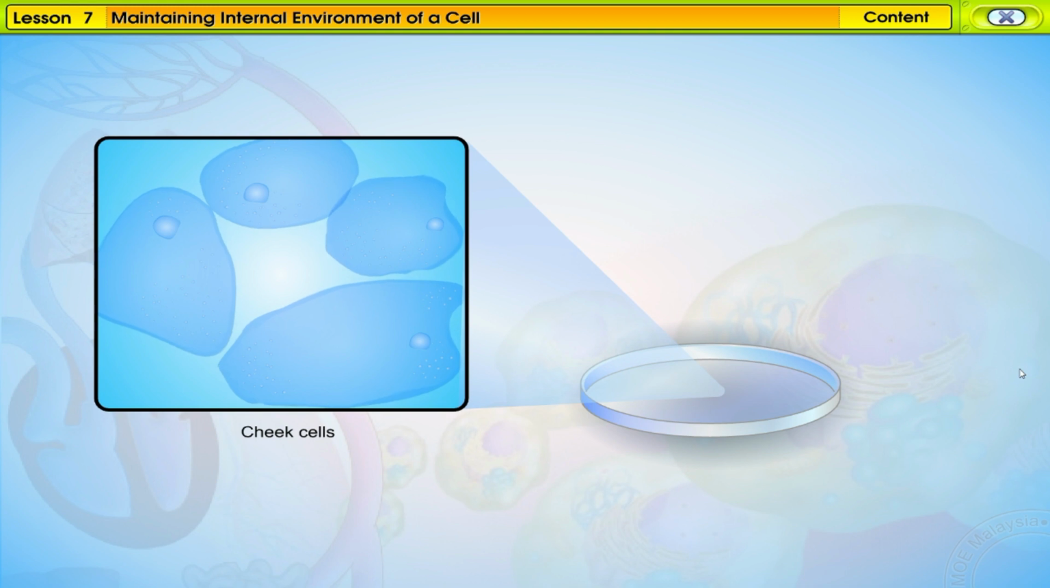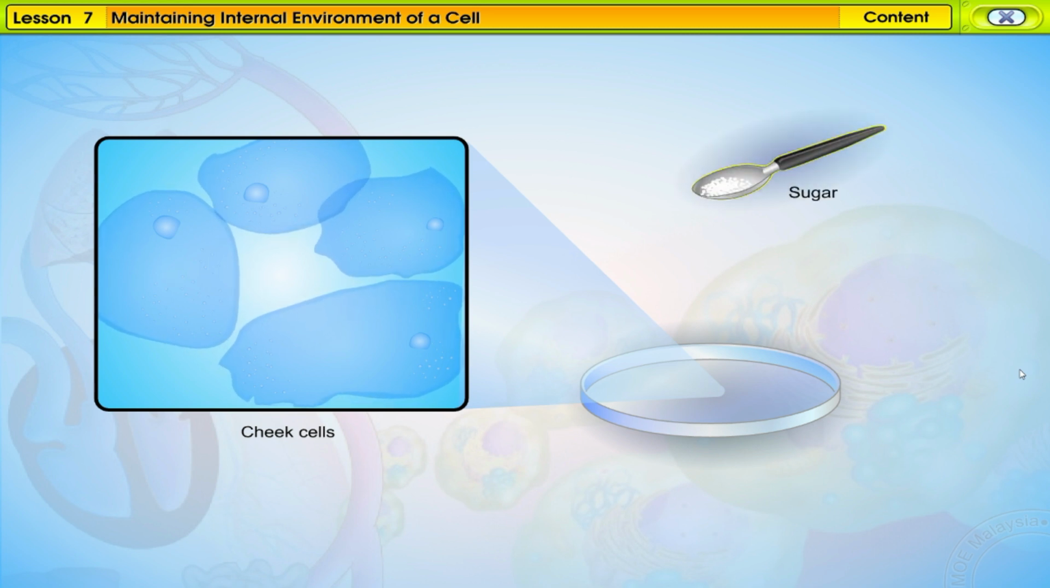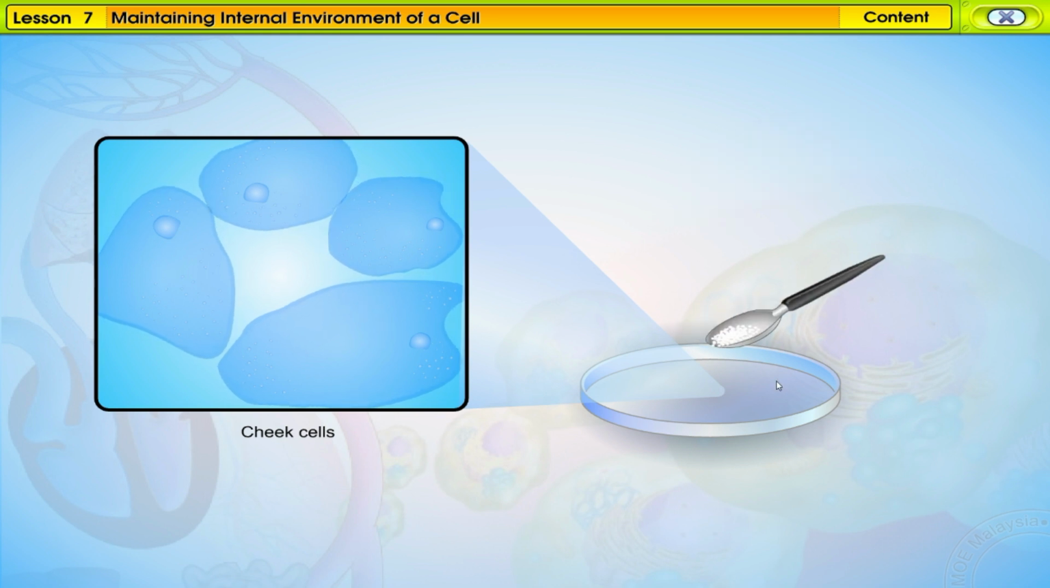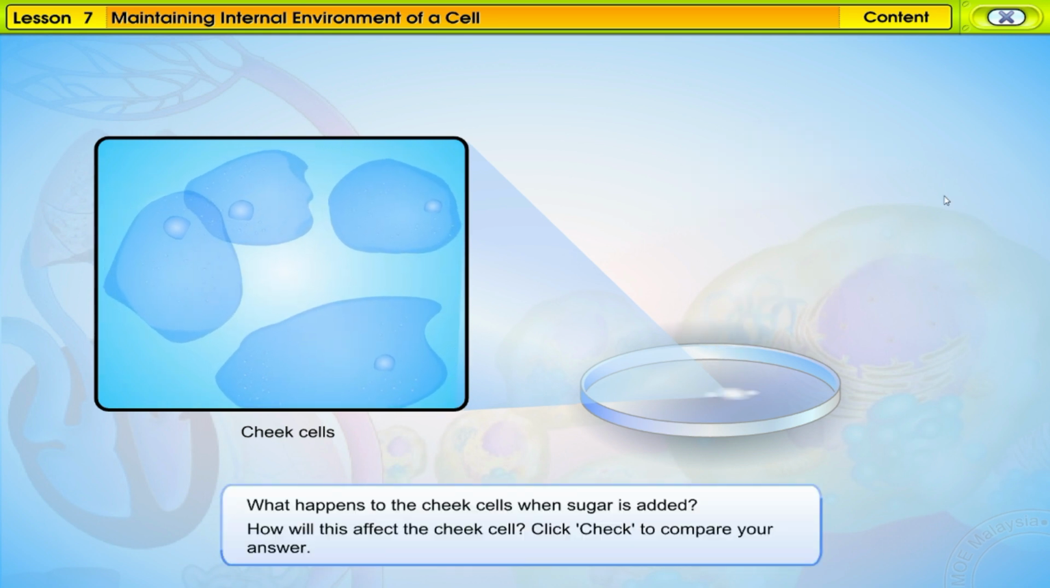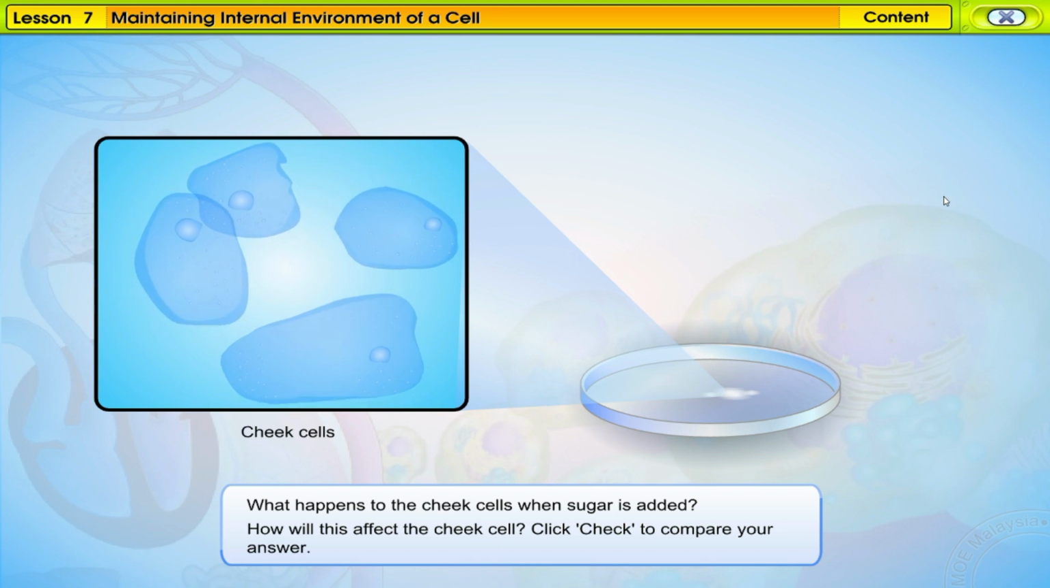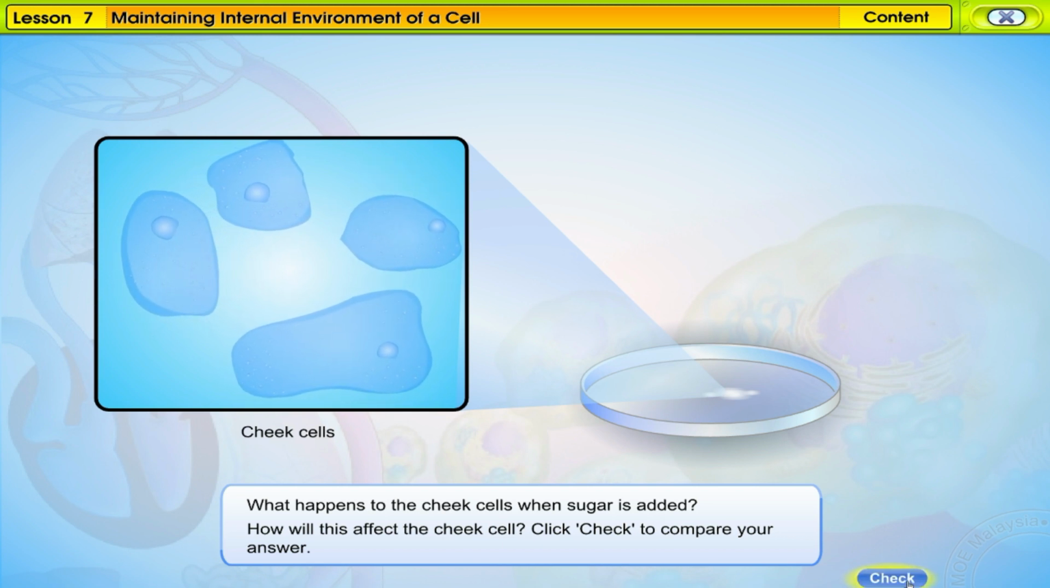Why is it important to have a constant internal environment? Here are some cheek cells in an optimum solution. What happens when changes are made to the chemical composition of the solution? Add some sugar into the solution by dragging the spoon to the petri dish. What happens to the cheek cells when sugar is added? Click Check to compare your answer.